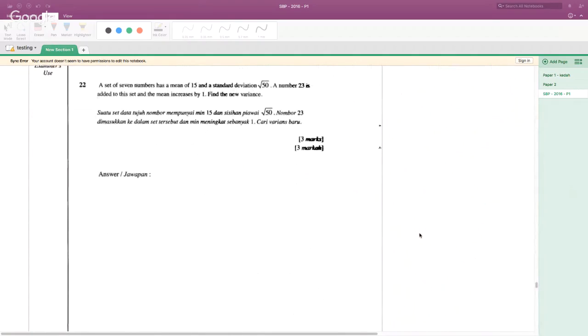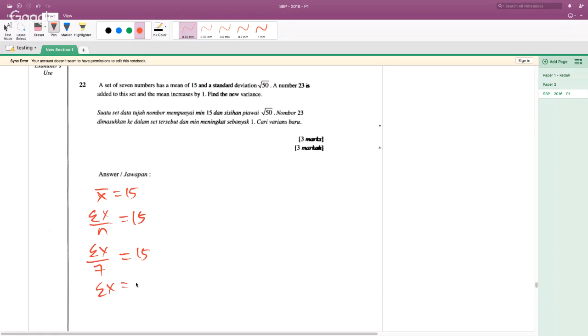Question 22. A set of 7 numbers has a mean. So we know the mean in this case is equal to 15. Mean is sum of x, I mean sum of fx, but in this case I don't think I have fx. It's just sum of x over n equals 15. Sum of x we do not know, n we know is 7. So sum of x equals 105. I will leave it here first.